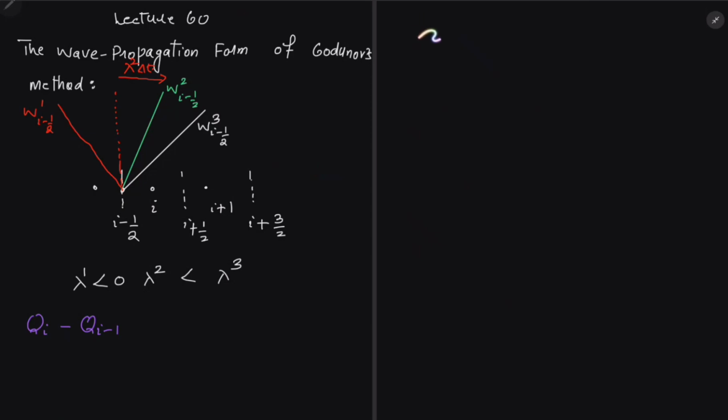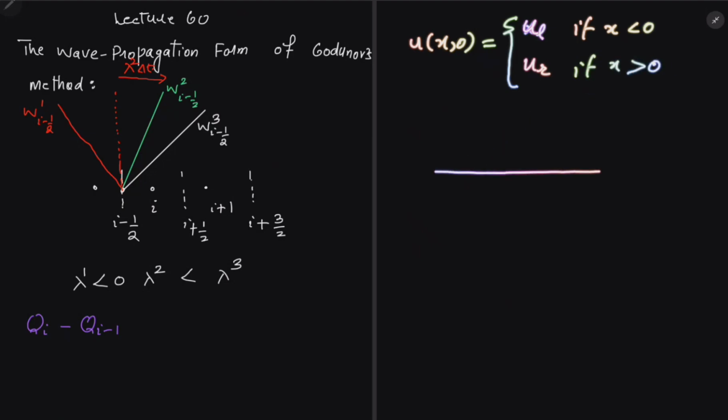This discontinuity only arises when we have a discontinuous solution, you should say, a discontinuous initial guess. For example, we have u left and u right, if x is less than 0 and if x is greater than 0. If you draw that, then you get u left, and then we have u right, and there is a discontinuity at x is equal to 0.